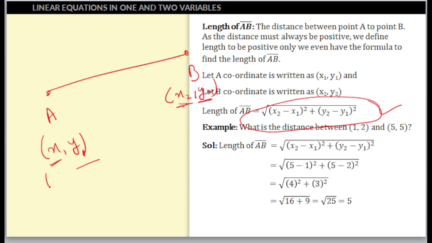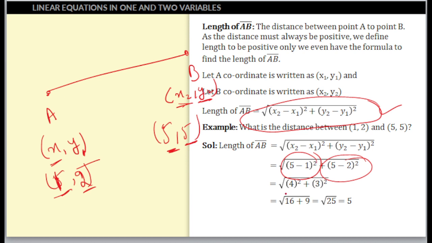Let's say x1 is 1 and y1 is 2, x2 is 5 and y2 is 5. If we have to find the distance between these two points, we can use this formula: x2 minus x1, so 5 minus 1, and y2 minus y1, 5 minus 2, whole square. 5 minus 1 is 4, 4 squared is 16. 5 minus 2 is 3, 3 squared is 9. So it would be the square root of 25, and the square root of 25 is 5. So this is the length of this line segment AB.